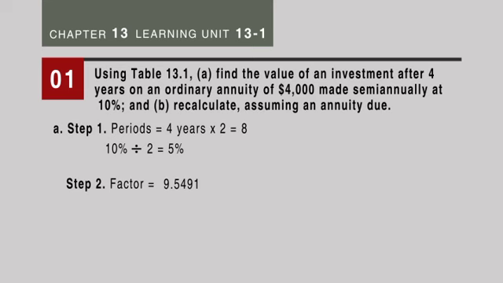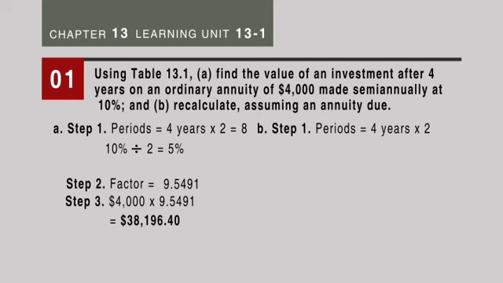Or in other words, that table means if you invested $1 twice a year, for 4 years you'd have $9.54. But we're talking investing $4,000 each time at 9.5491, and it would grow to be $38,196.40.